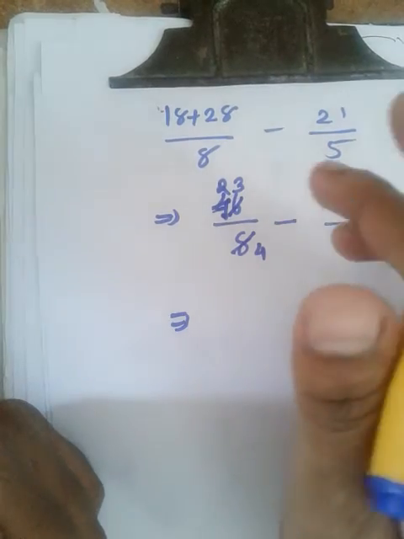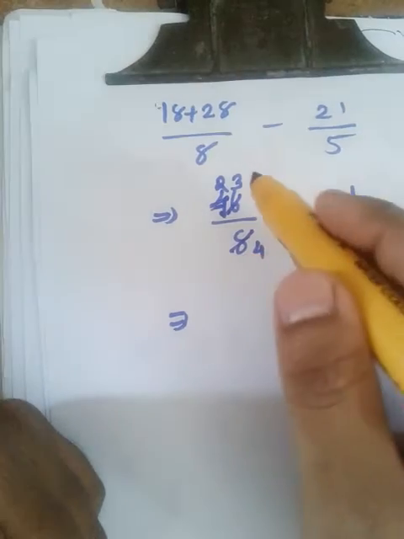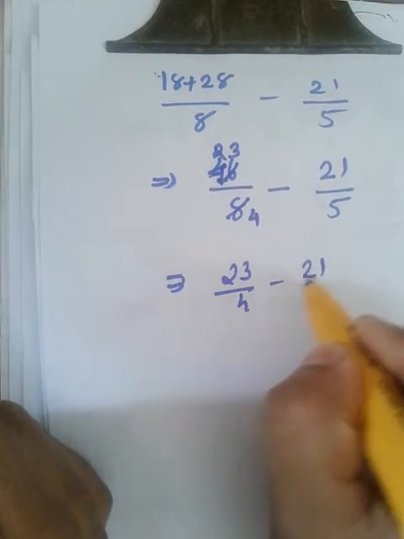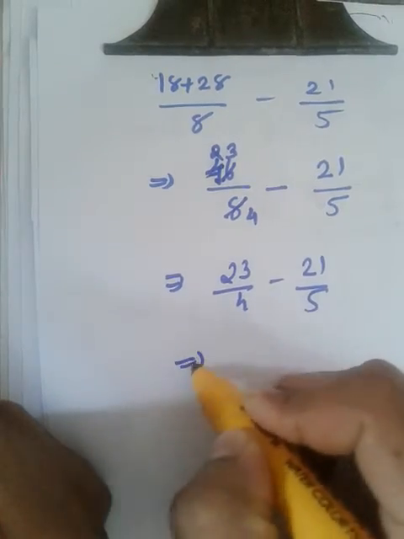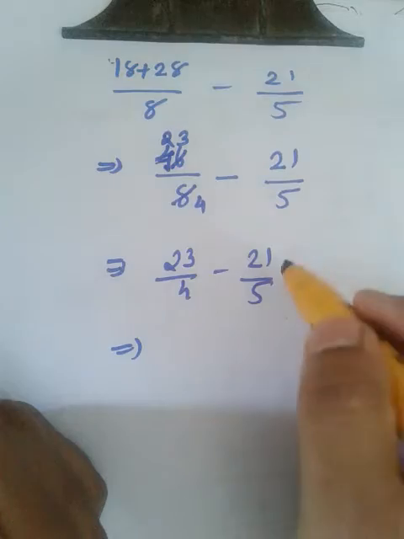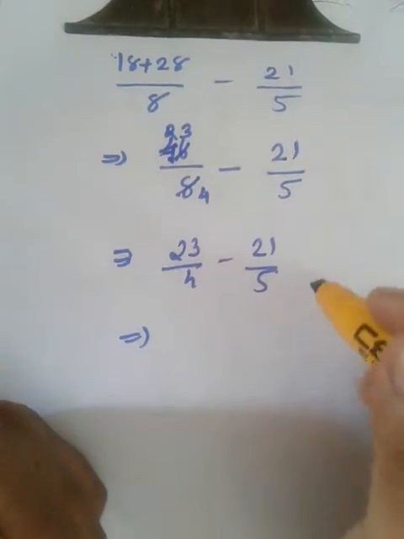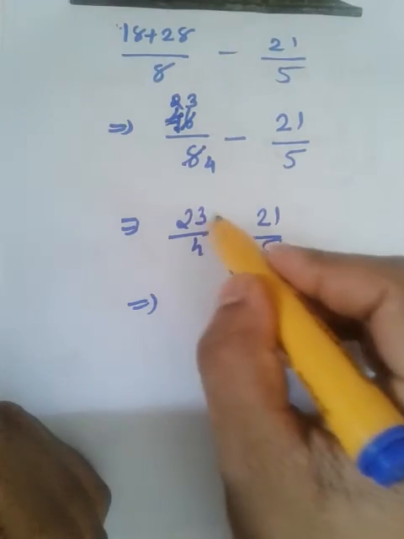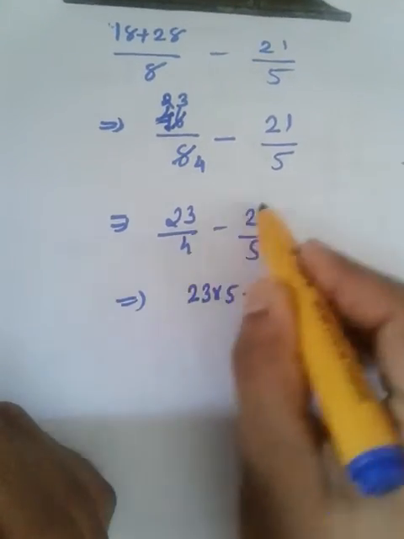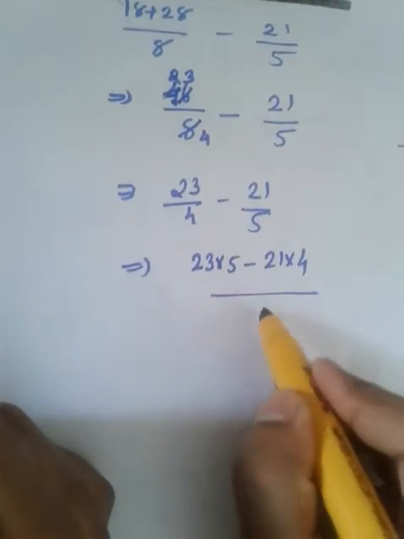We found the common factor as 2. Then divide numerator and denominator by 2. So the result is 23 by 4 minus 21 by 5. Now again we are supposed to apply cross multiplication because these are two fractions. Cross multiplication step is a little bit lengthy. Okay. Then when you apply cross multiplication here, it becomes 23 into 5 minus 21 into 4 divided by 5 into 4, 20.